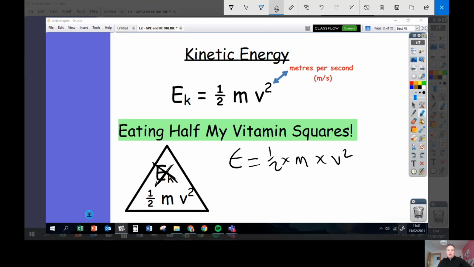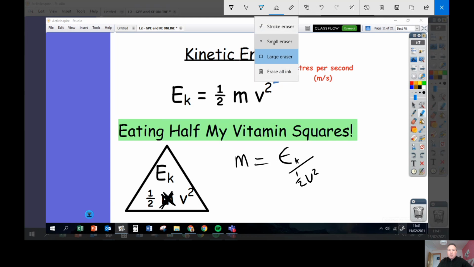But you could be asked to work out either of the two on the bottom. So let's look. I'm trying to work out the mass of an object, covered up. The mass of an object is the same as the energy divided by a half times the velocity squared. So that's my mass rearrangement.